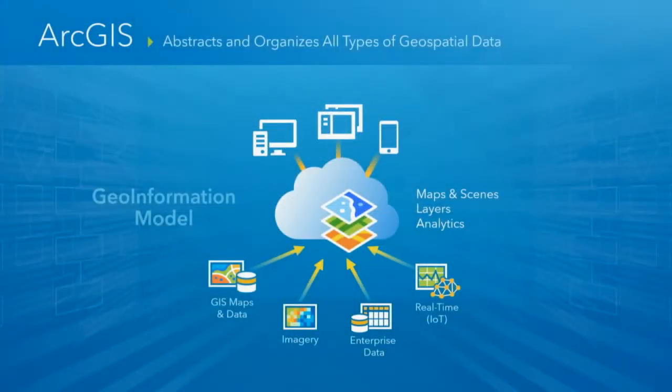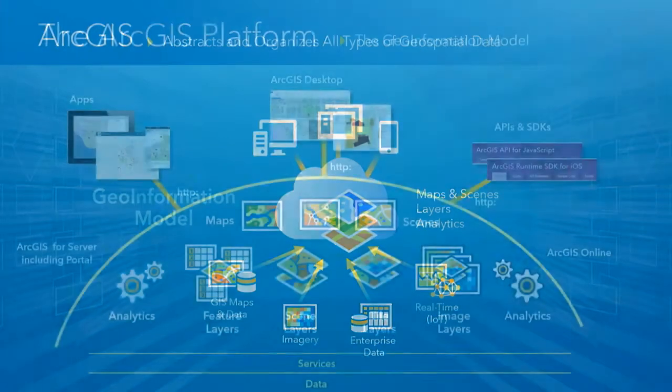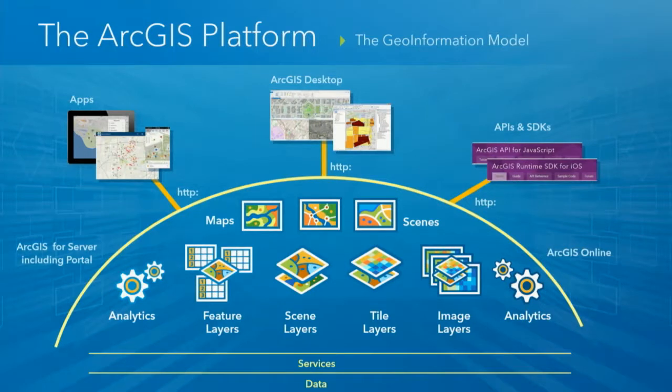ArcGIS abstracts and organizes all types of geospatial data. It works with diverse information sources, including imagery, tabular information from enterprise databases, real-time information, as well as widely available geospatial data. All of this is exposed through the Geo Information Model as items that users and applications can work with.